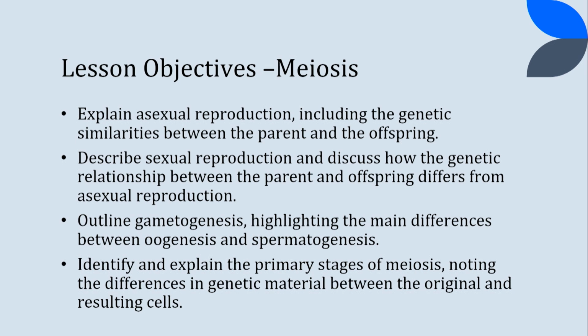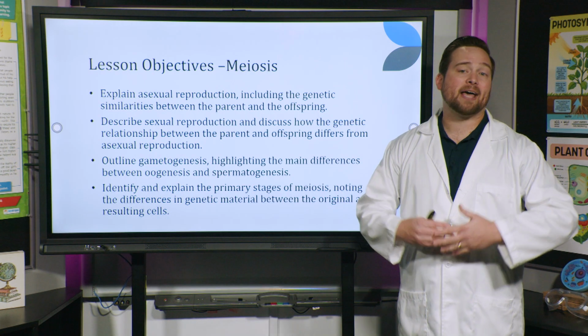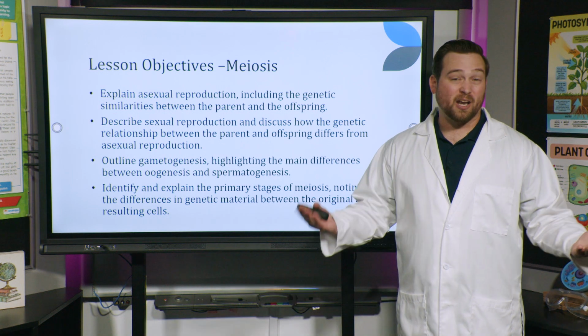Throughout this unit, we're also going to outline gametogenesis, which is making gametes, and we're going to highlight the main differences between oogenesis and spermatogenesis. Lastly, we're going to identify and explain the primary stages of meiosis, noting the differences in genetic material between the original and the resulting cell. So these are 4 things that we're going to hit on as the unit progresses over the next 2 weeks.